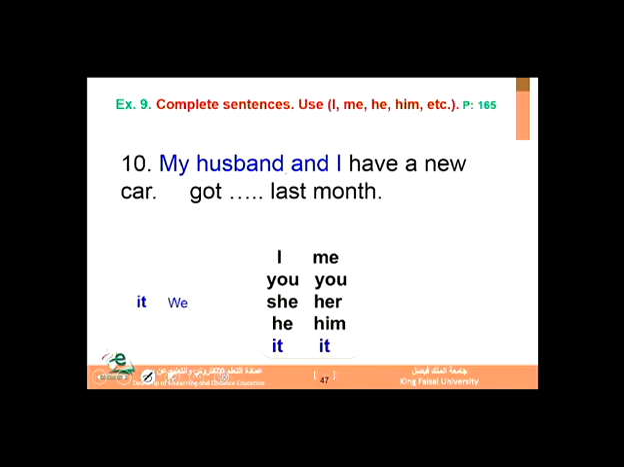My husband and I have a new car. We got it last month. We got what? We got the new car. We got the new car. We got it last month. Okay, so we have used the pronoun it, and we have used the pronoun we.